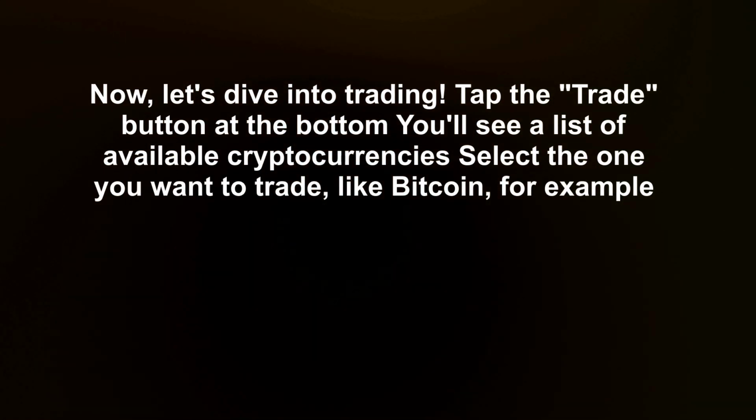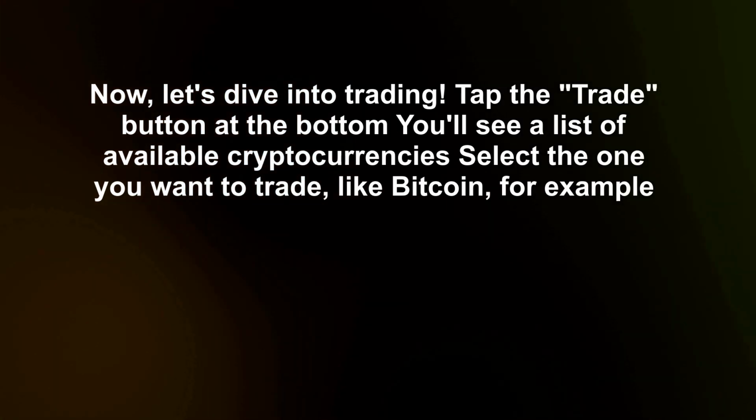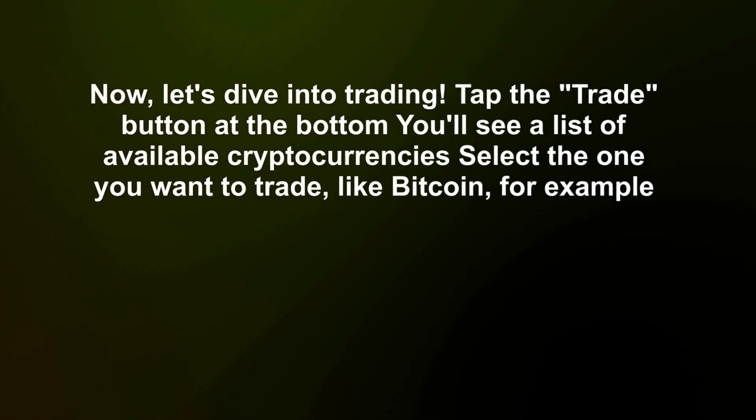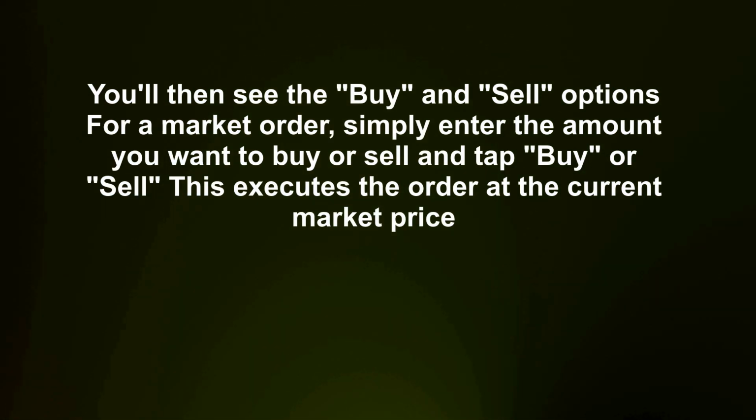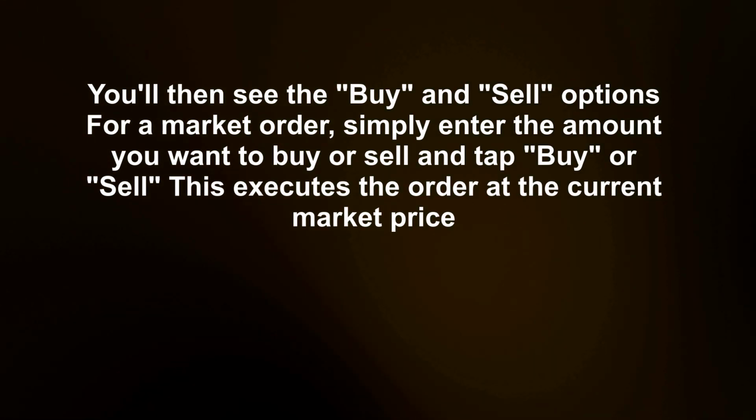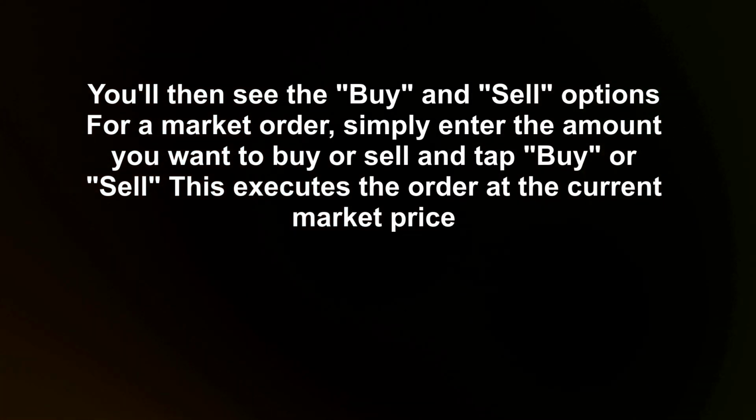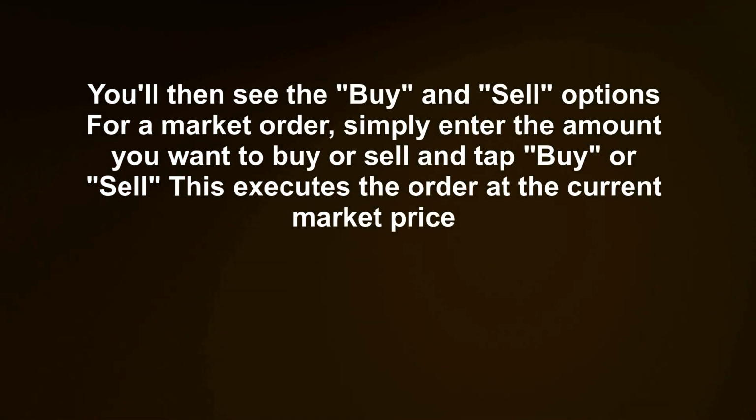Now, let's dive into trading. Tap the Trade button at the bottom. You'll see a list of available cryptocurrencies. Select the one you want to trade, like Bitcoin, for example. You'll then see the buy and sell options for a market order. Simply enter the amount you want to buy or sell and tap Buy or Sell. This executes the order at the current market price.